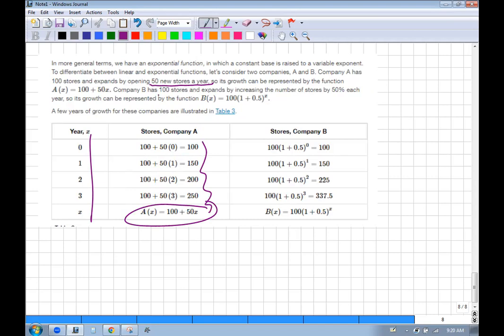Versus company B has 100 stores and increases the number of stores by 50% per year. So this is its growth function, right? You start off with 100, then you're adding 50%, adding 50%. You might see this as the amount is principal times 1 plus the rate to the time. That's your simple interest formula, right? Y'all remember that?